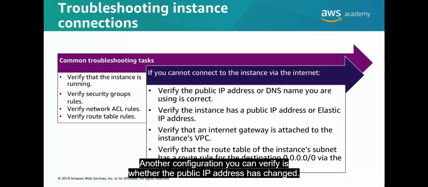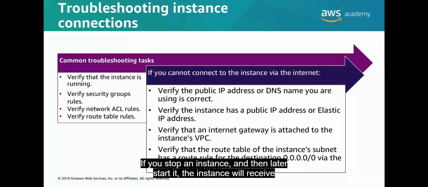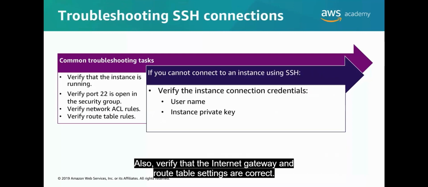Another configuration you can verify is whether the public IP address has changed. If you stop an instance and then later start it, the instance will receive a new public IP address unless an elastic IP address is attached to it. Also, verify that the Internet Gateway and route table settings are correct.